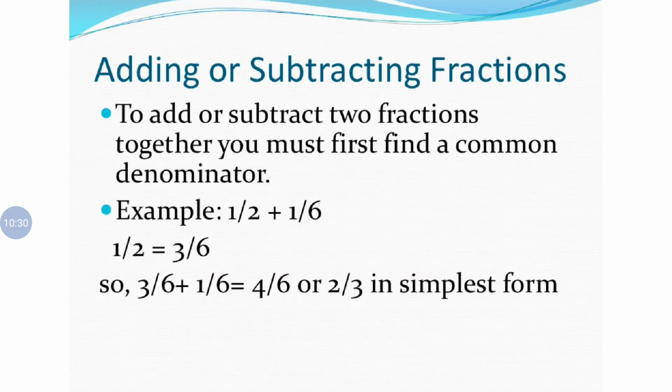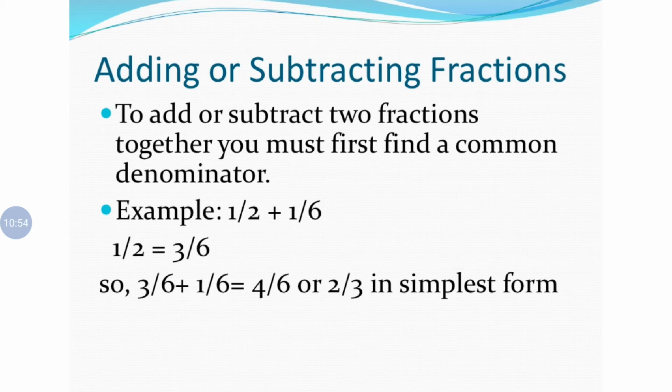Adding or subtracting fractions. To add or subtract two fractions, you must first find a common denominator. First we find a common denominator. So for example, 1 by 2 plus 1 by 6.